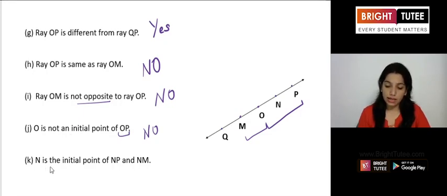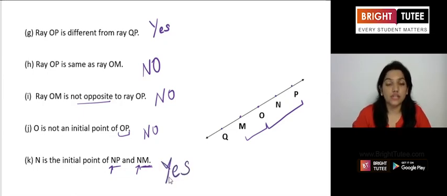N is the initial point of NP and NM. Clearly, we can see that NP and NM have N as a point, right? So, is it an initial point here? The answer is yes, it is an initial point of both NP and NM.